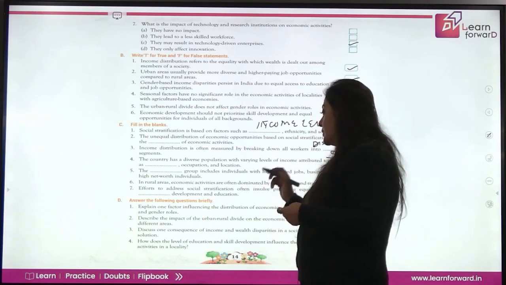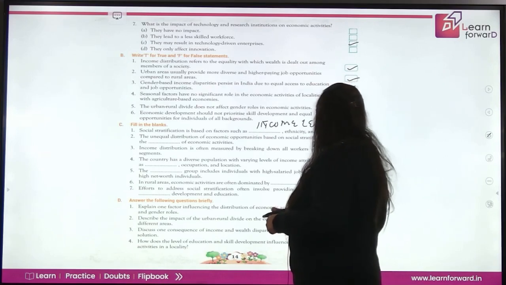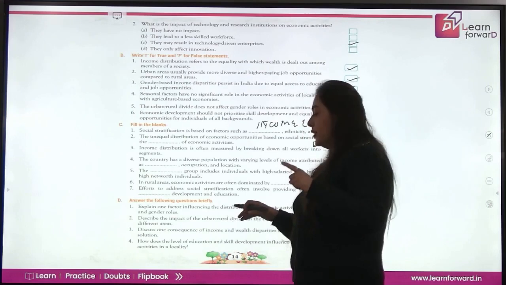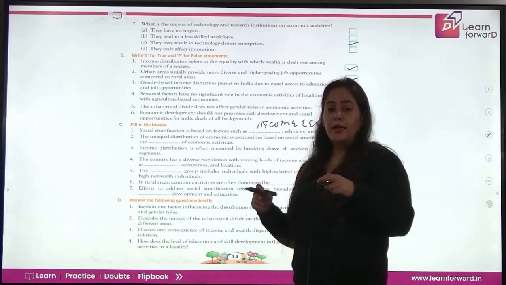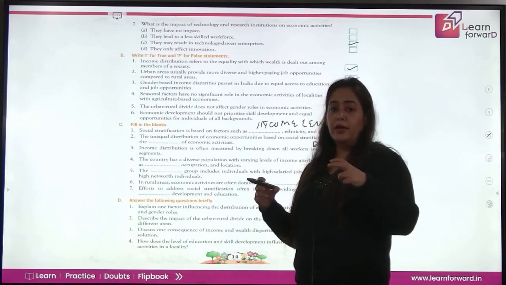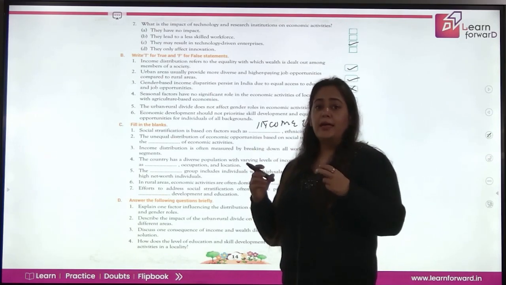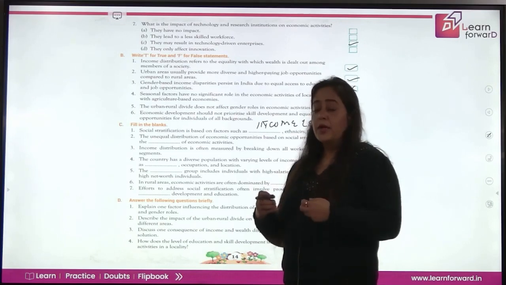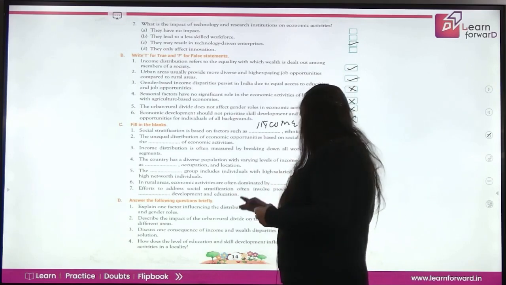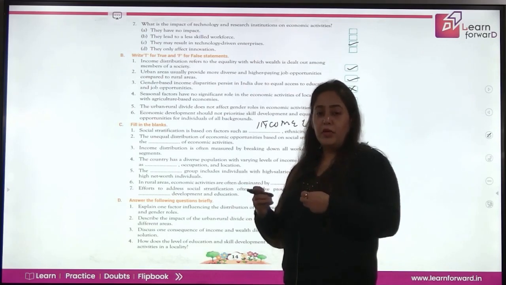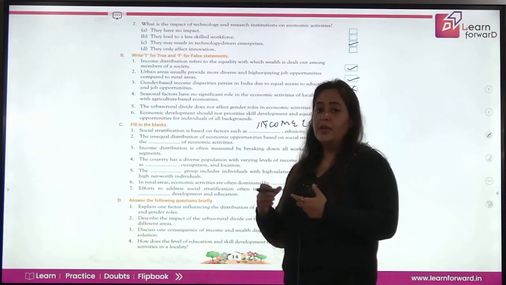Now discuss one consequence of income and wealth disparity in a society and suggest a possible solution. One consequence of income and wealth disparity is that it can erode social cohesion and create less economic growth in that particular country. Now, to cater to this situation, we should provide equal education and skill training to everyone, which can plug this gap.